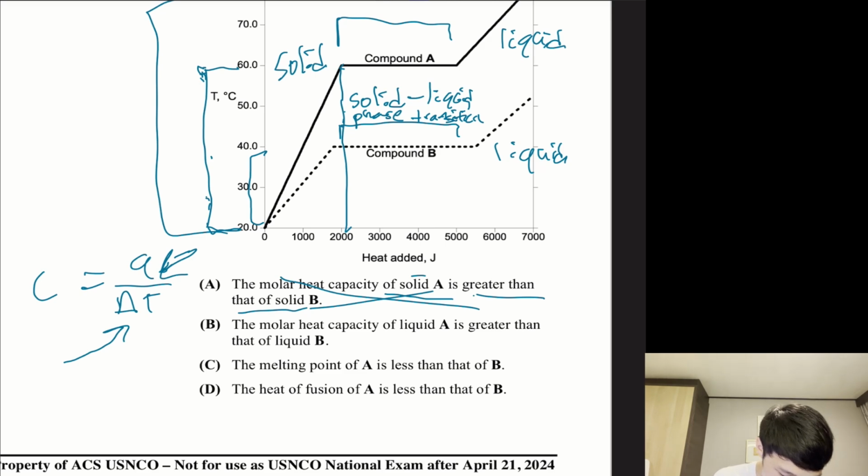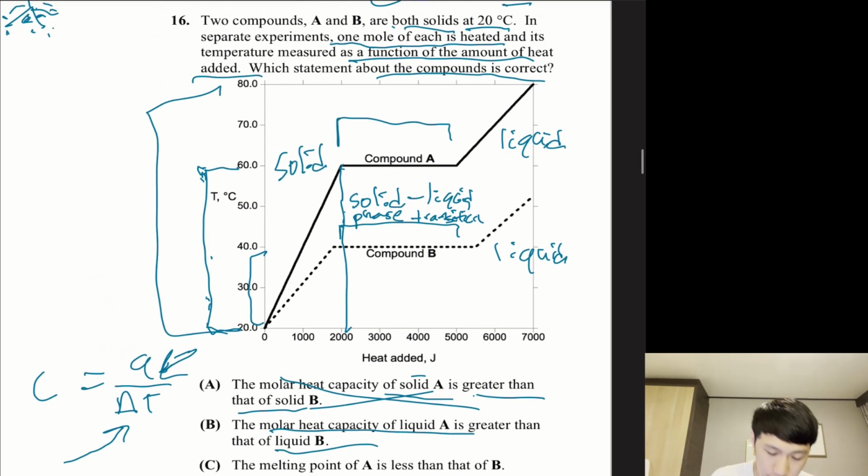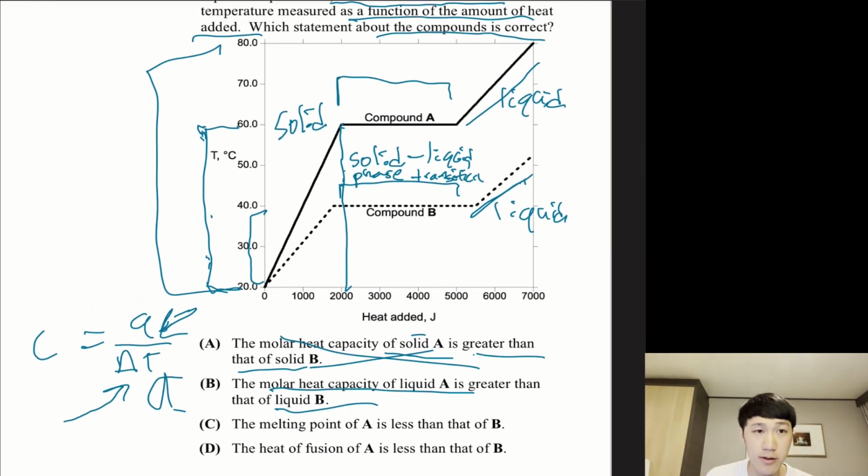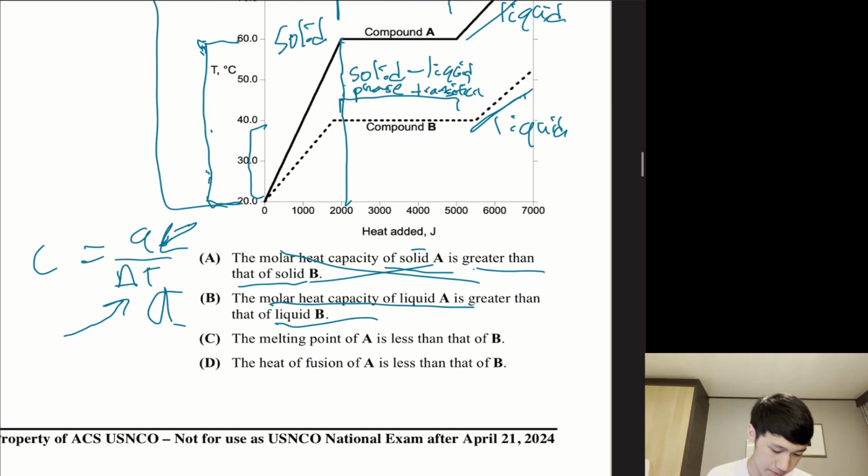Now let's think about B, the molar heat capacity of liquid A is greater than that of liquid B. This one is kind of unclear. If I had to guess, they were both equal because the slopes of these two lines right here are approximately the same, right? This is how much temperature changes with respect to heat. So the slopes are kind of about the same, so I would approximate the heat capacities to be the same, but I'm not entirely sure, so I'm not going to cross the answer out. I'm just going to leave it for now.